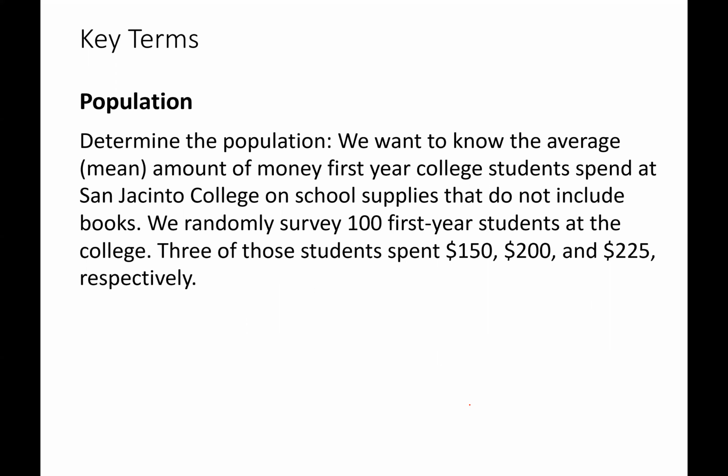We randomly survey 100 first-year students at the college. Three of those students spent $150, $200, and $225 respectively. So what's your population? Three students? 100 students? What's your population? You don't know, because it's just saying there's 100 of them. It doesn't say the rest of them. So the 100 of them is important. We'll talk about that in a minute.